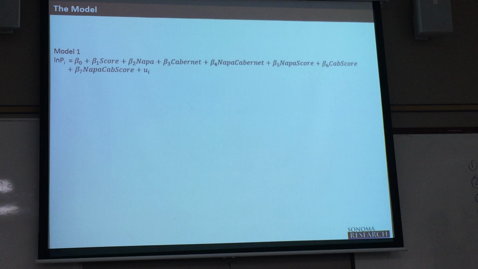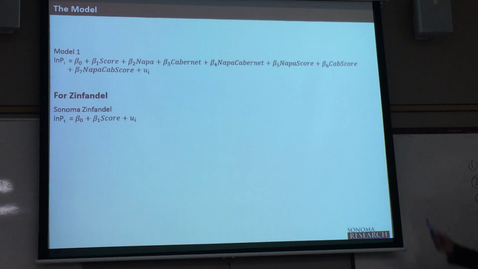All right, so model 1, right? For Zinfandel, let's zero everything out. For Sonoma Zinfandel, everything zeroes out. Napa is 0, Cab is 0, Napa Cab is 0, Napa Score is 0, Cab Score, everything zeroes out. So our base category is Zinfandel. So beta 1 represents the effect of score on the price of Sonoma Zinfandel.